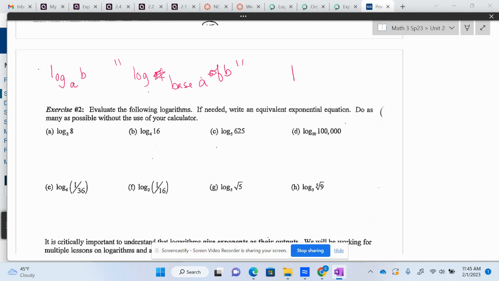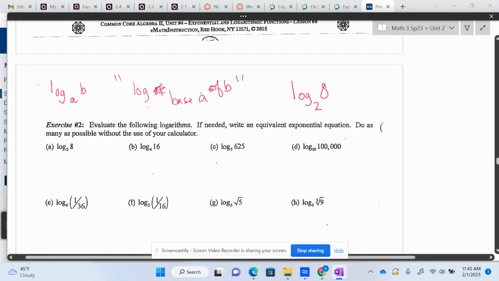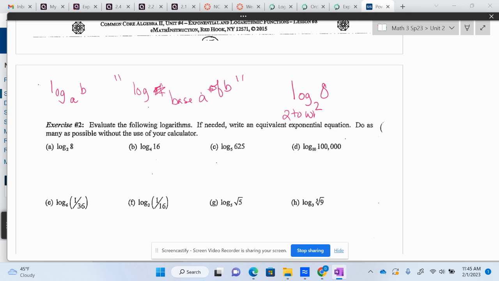So if I were to think of it in a different way, what if I said log base 2 of 8? All this means is 2 to what power is 8? That's what the solution is. That's how we find the solution. So log base 2 of 8 is 2 to what power equals 8? Yeah, 2 to the third. So log base 2 of 8 is 3.